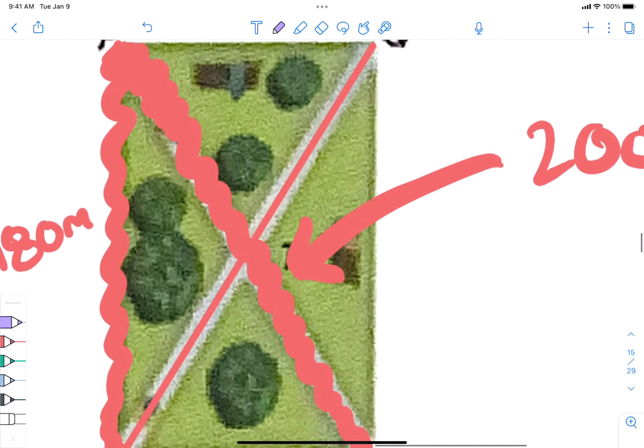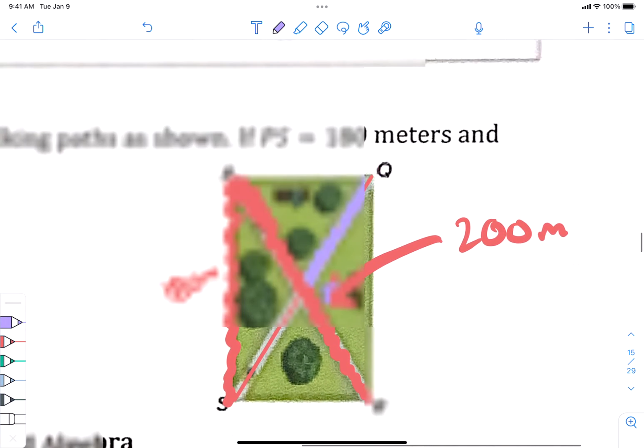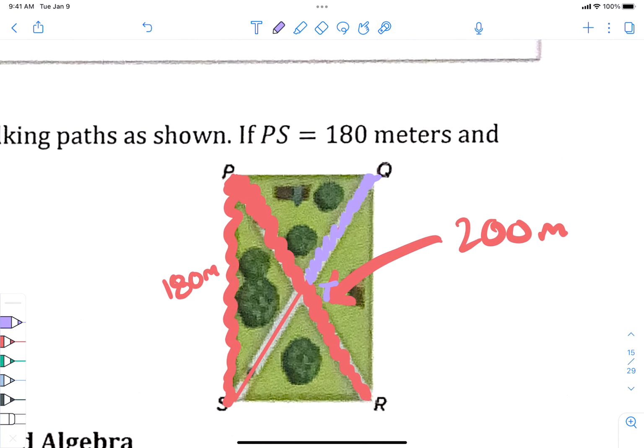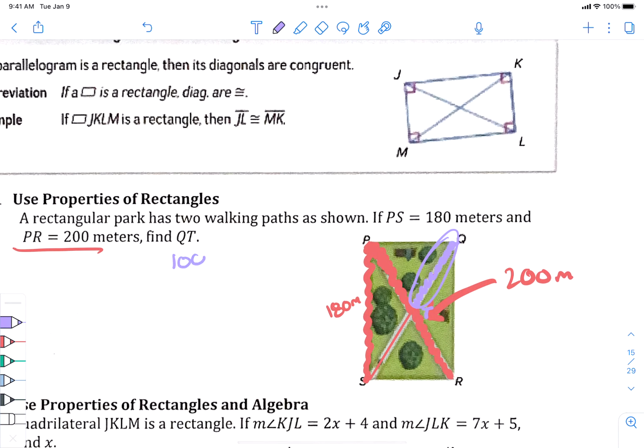And T is the middle dot. I kind of got rid of him. T is this middle. QT is this length here. What is that going to be? Jake said 100 because it is half of the whole length, and since the whole lengths are the same for each one, QT is going to be 100 meters. Perfect. Not too bad.